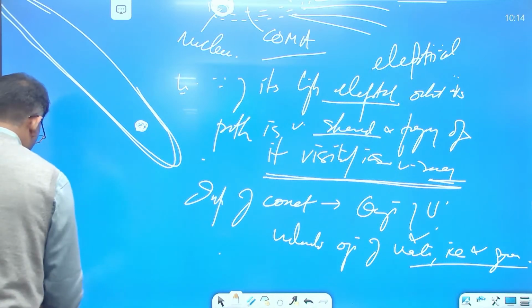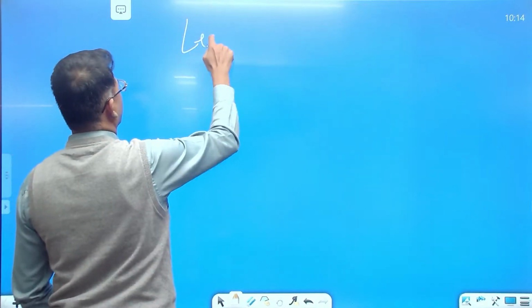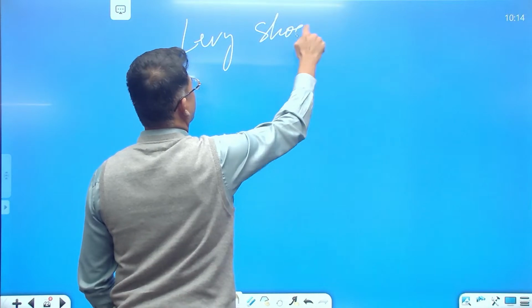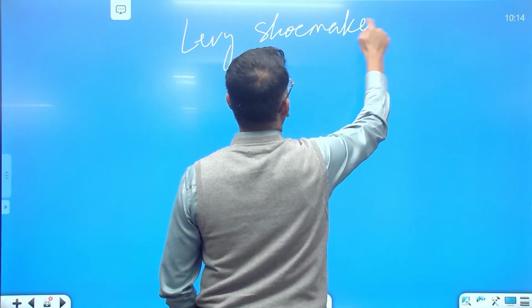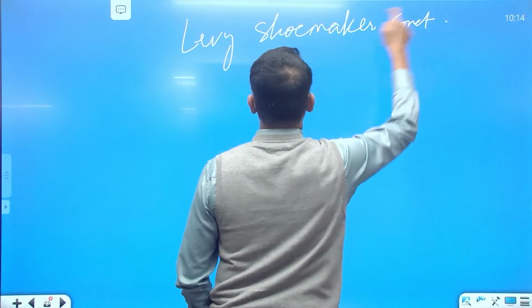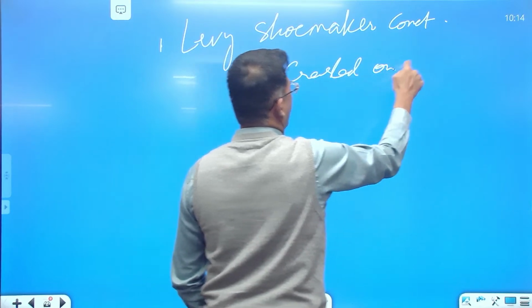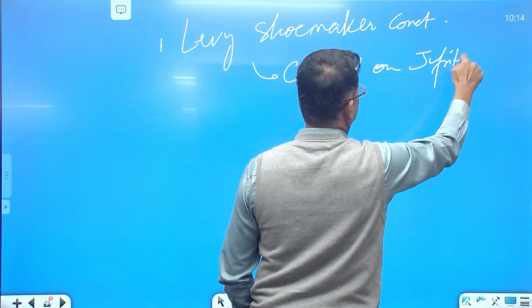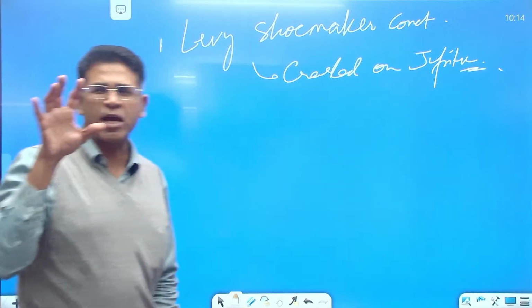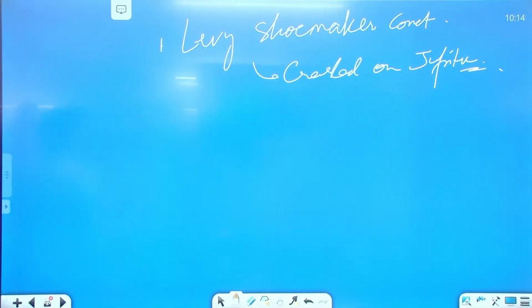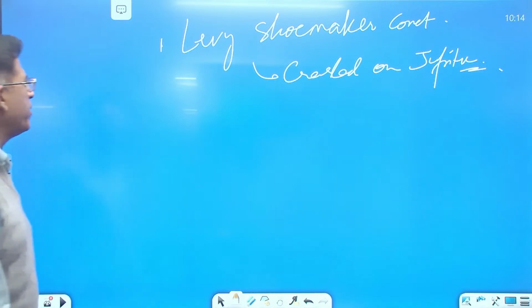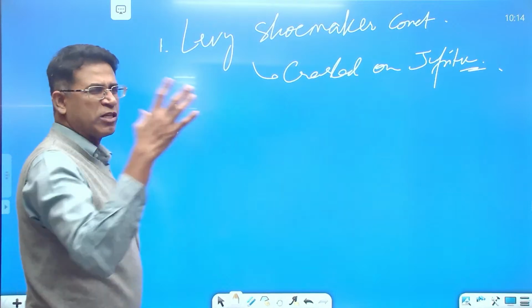And you must know 2-3 names of comets. One is Levy-Shoemaker. Levy-Shoemaker comet. This comet crashed on Jupiter. It was a very rare event, where you could see one comet going and crashing into a planet. Levy-Shoemaker comet. That's one. Just know this famous name.